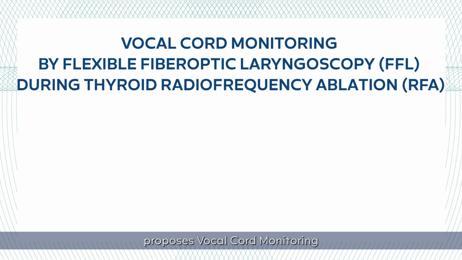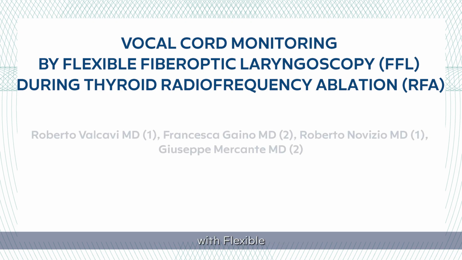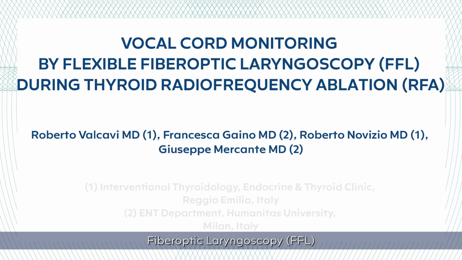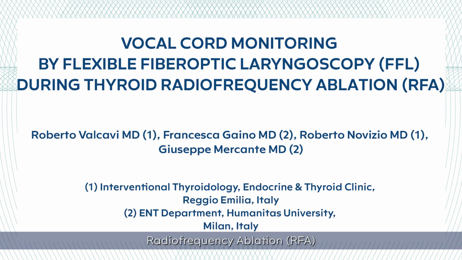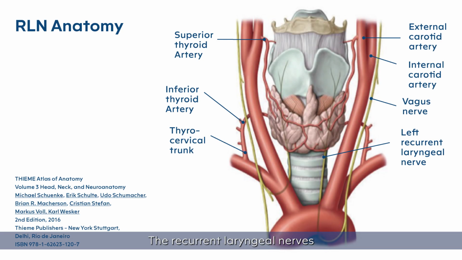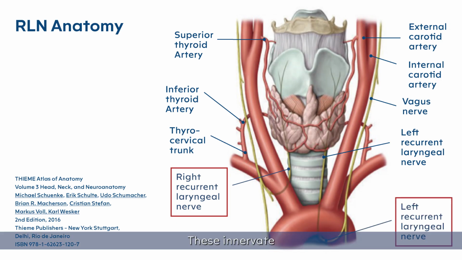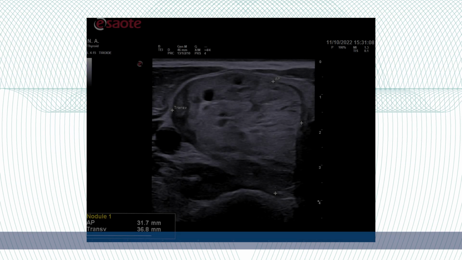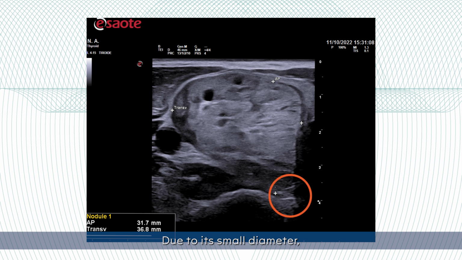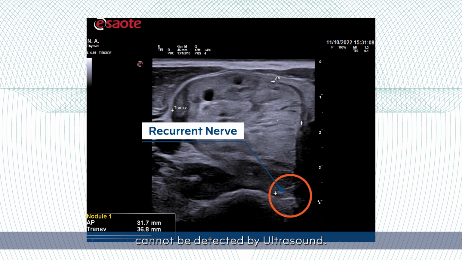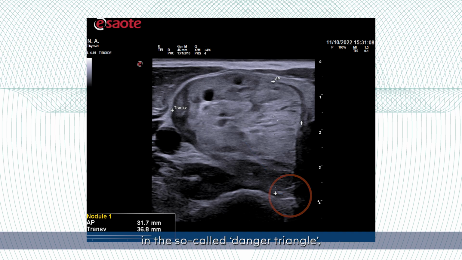This video proposes vocal cord monitoring with flexible fiber optic laryngoscopy, FFL, during thyroid radiofrequency ablation, RFA. The recurrent laryngeal nerves, RLN, run posterior to thyroid lobes. These innervate all intrinsic larynx muscles, except for the cricothyroid muscle. Due to its small diameter, RLN cannot be detected by ultrasound. RLN is positioned in the so-called danger triangle, posterior and medial to thyroid lobe.